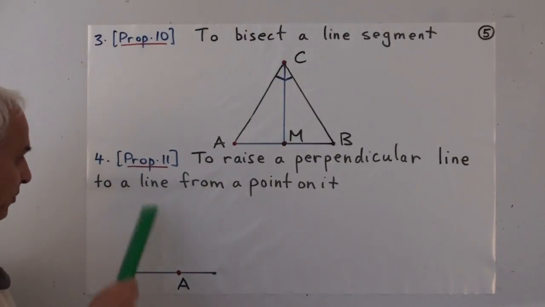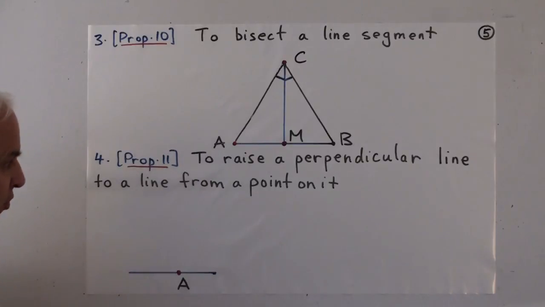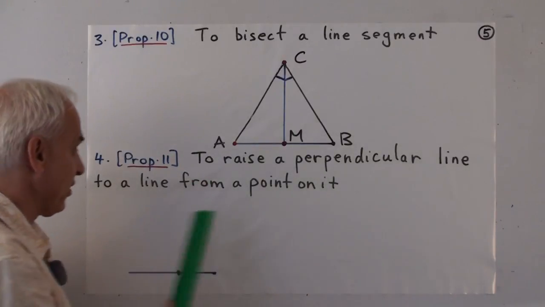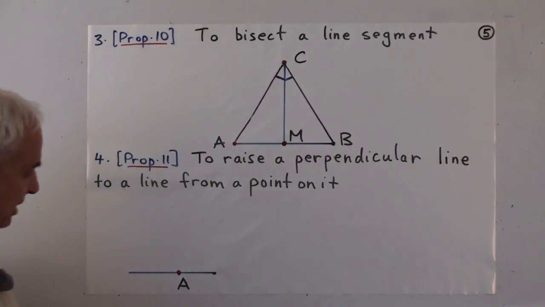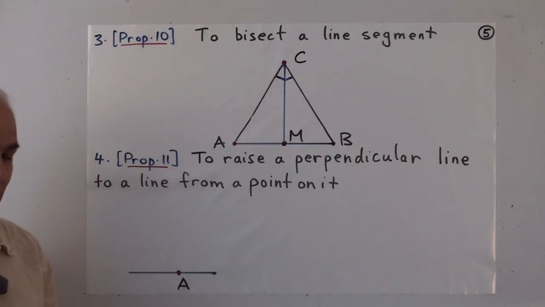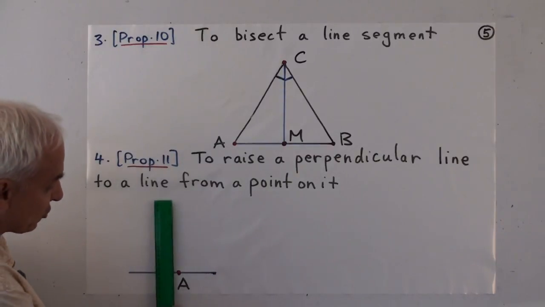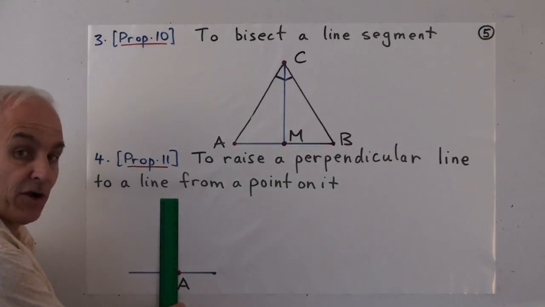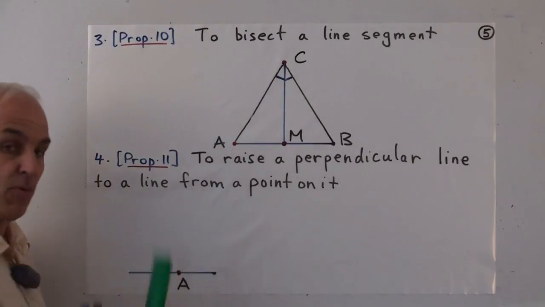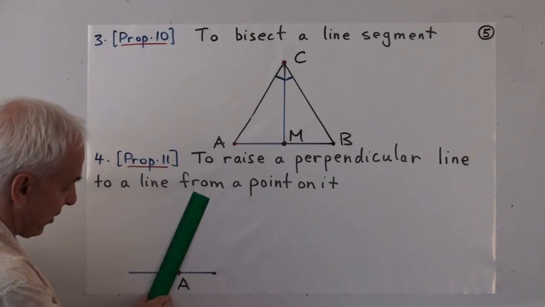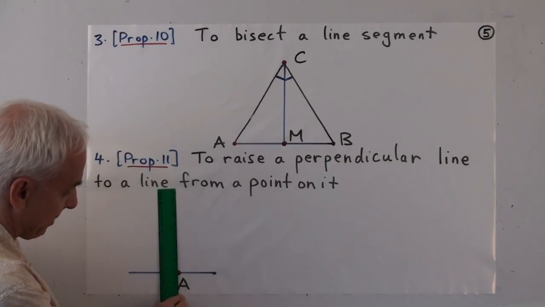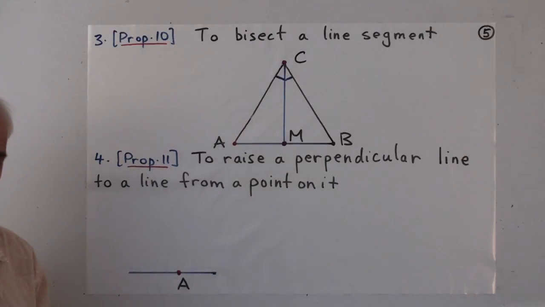In our fourth example, we're going to go to proposition 11, which is to raise a perpendicular line to a line from a point on it. So it means that we have a line like this, and we have a point, say, A, on this line. Now what we'd like to do is we would like to construct a line that's perpendicular to the original line through the point A. So straight up and down, not at an angle this way or not an angle this way, exactly straight up and down, perpendicular to this one. So what do we do?